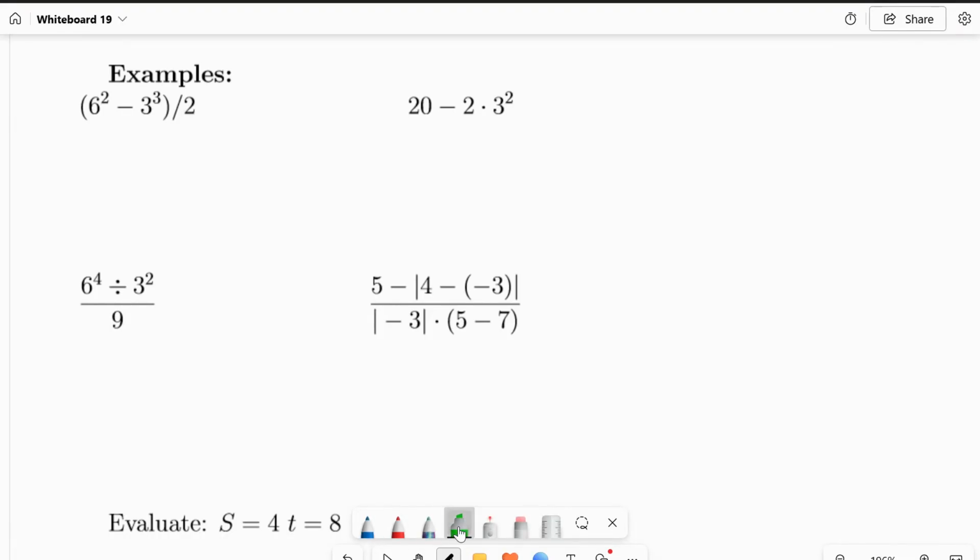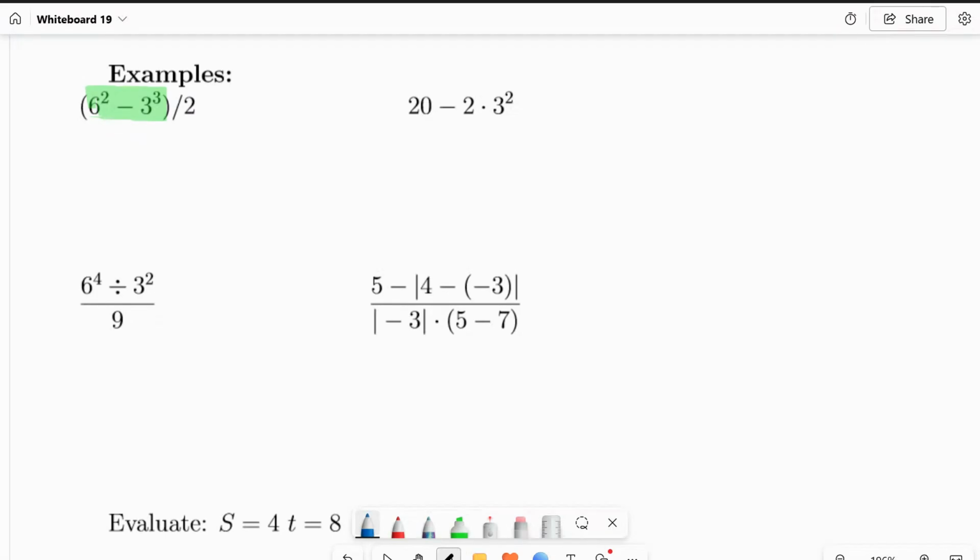So going through PEMDAS, our first letter is P. So let's start with our parentheses. So once you identify your parentheses, then you have to restart order of operations to see if there's another set of parentheses, exponents, so on and so forth. In this case, we have 2 sets of exponents. We have 6 squared and 3 cubed.